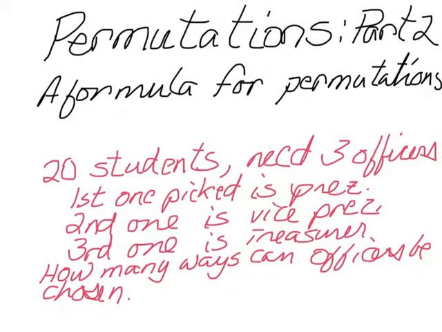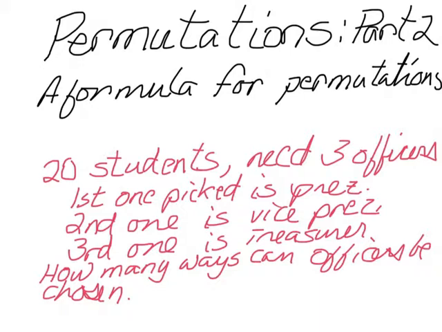So hi everybody, here's Permutations Part 2, a formula for permutations. The way I want to do this is I want to do an example first. Our example, I have written down right below, says 20 students need 3 officers. So they're in a group or a club and they need 3 officers.